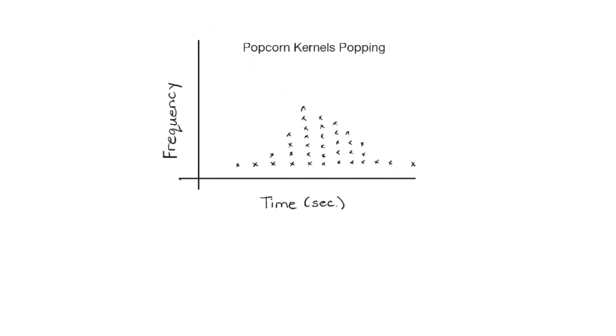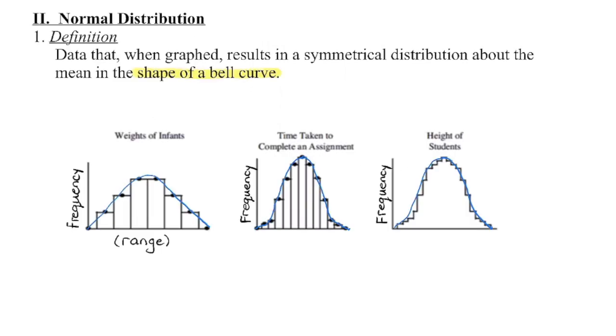We could also create a graph of students arriving to class. In the beginning, we have a few that show up early. The bulk of them show up right around the bell, and then we have the few stragglers who roll in late. We can also create a graph for the weights of babies, the heights of students who are a certain age, or the time it takes them to complete an assignment.